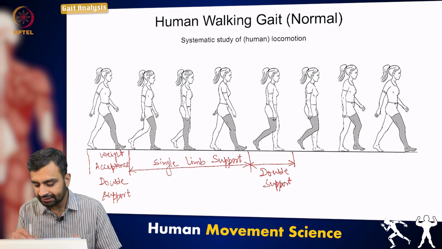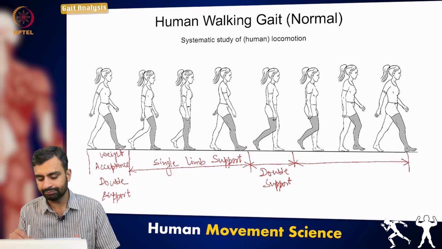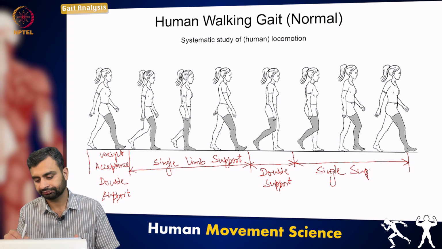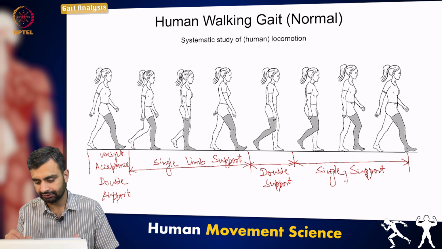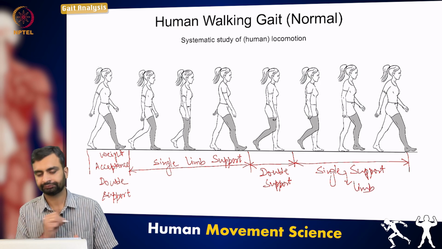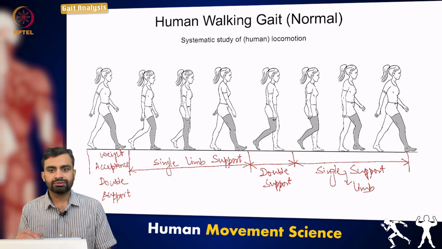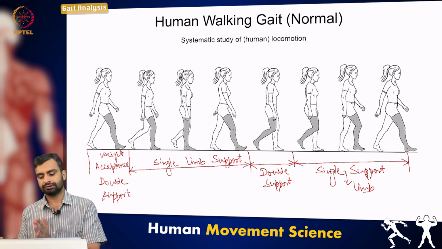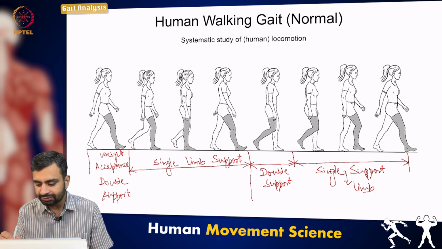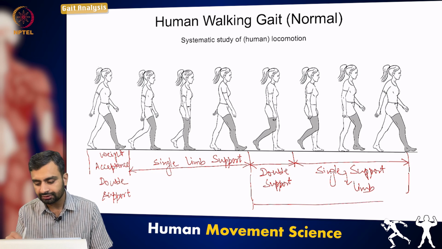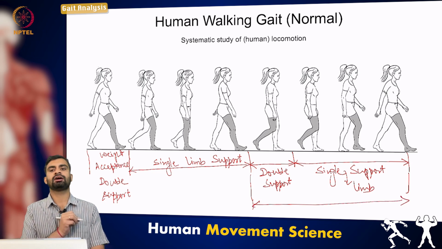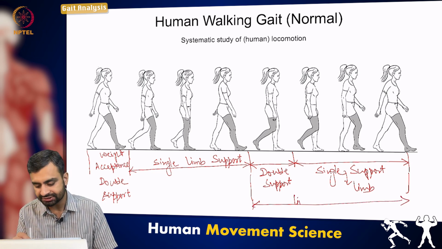Which again is followed by our single limb support phase. So during this whole process, from the second double support to the second single limb support, this is where our limb advancement happens.